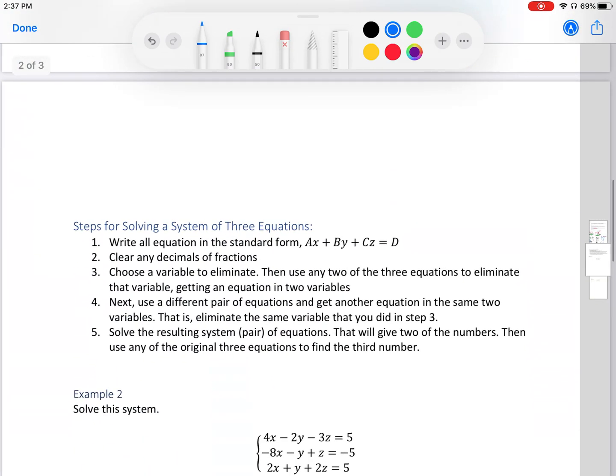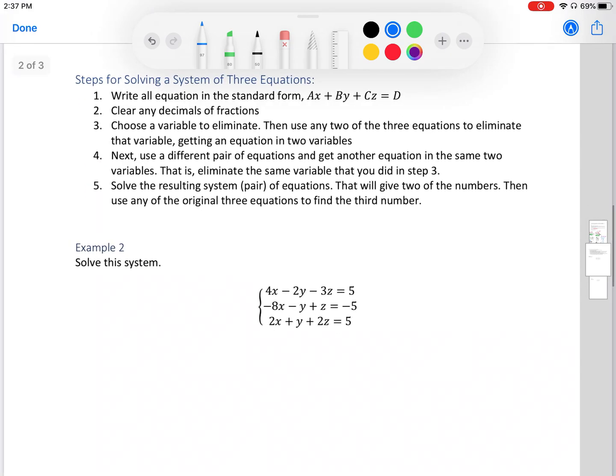Okay, let's go ahead and go through the next problem. Steps for solving systems of three equations. Write all equations in standard form: Ax plus By plus Cz equals D. Clear any decimals or fractions. Choose a variable to eliminate.